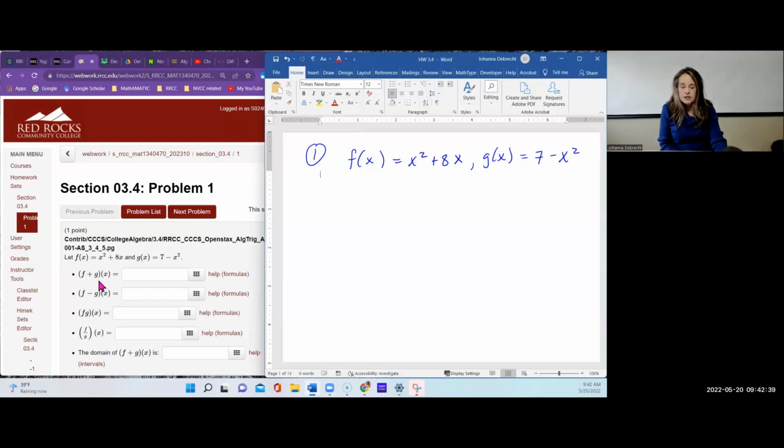When adding the functions, we have to look and see what the domain of each function is, and then we take the combined function and we consider the domain to be whatever they had in common. So if the domain of f is all reals, and it is, and the domain of g is all reals, and it is, then the domain of the combined function, f plus g, will also be all reals.